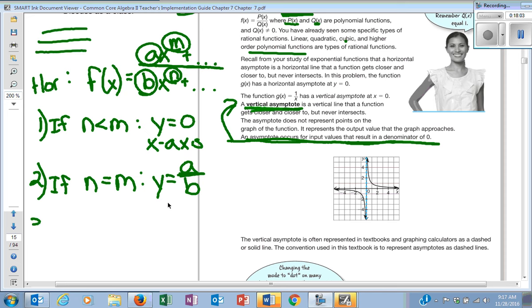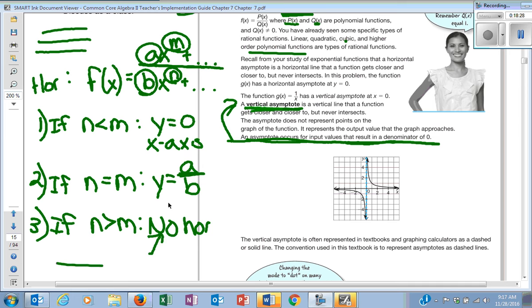And 3, if your bottom is bigger than your top, then there is no horizontal asymptote. Now, there might be vertical asymptotes, there might be slant, there might be obliques. These are things we'll come up with later on, but there will be no horizontal asymptote, which means there's no line that would be going across. So here we go.